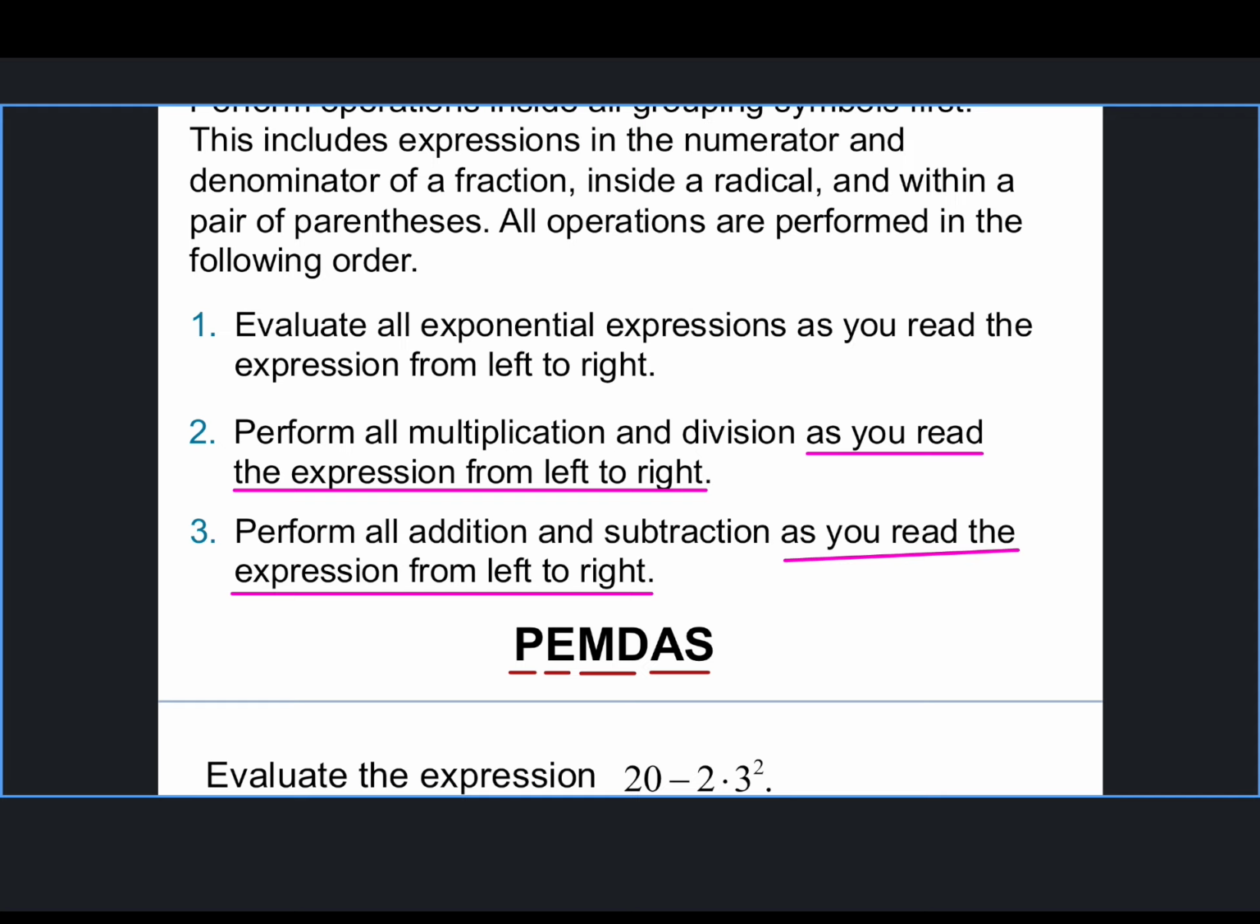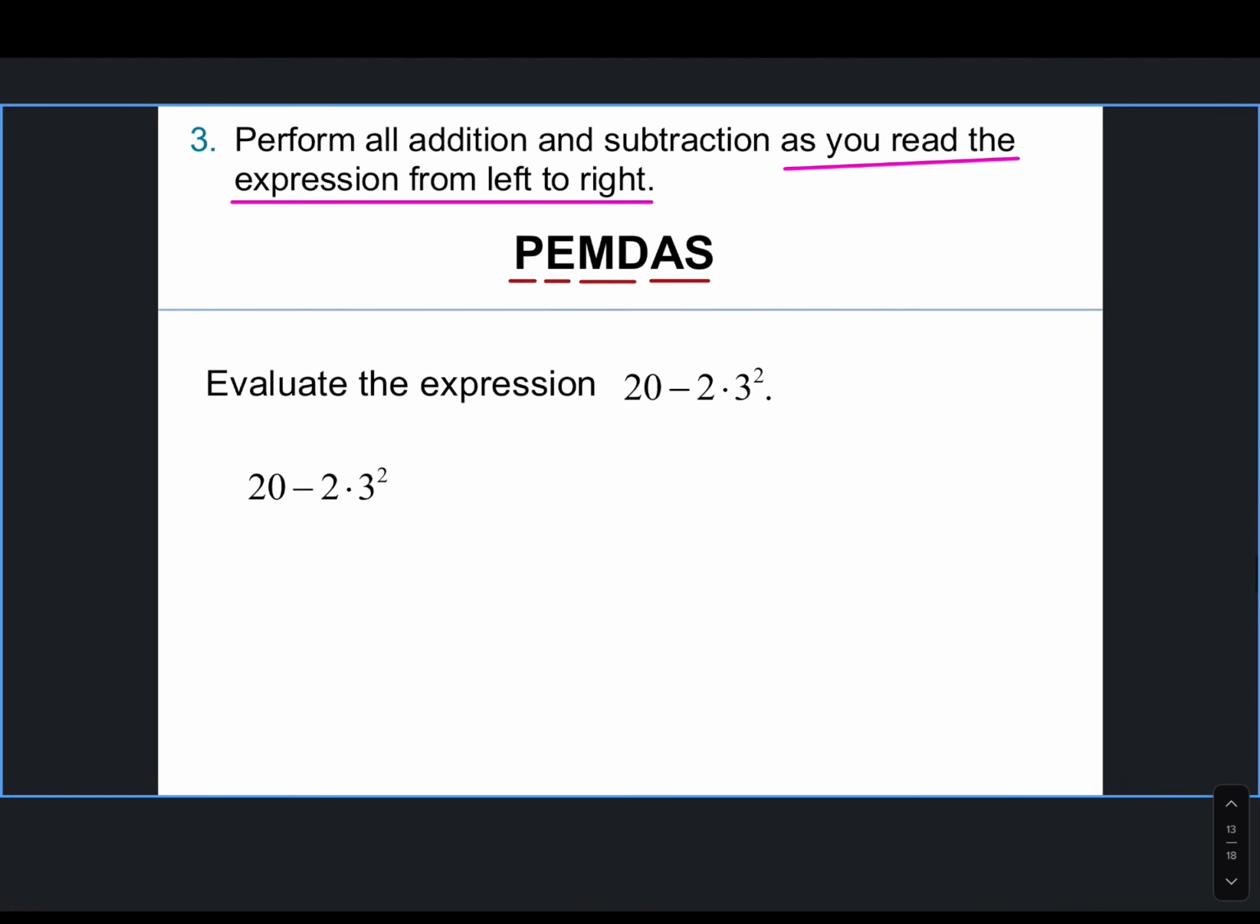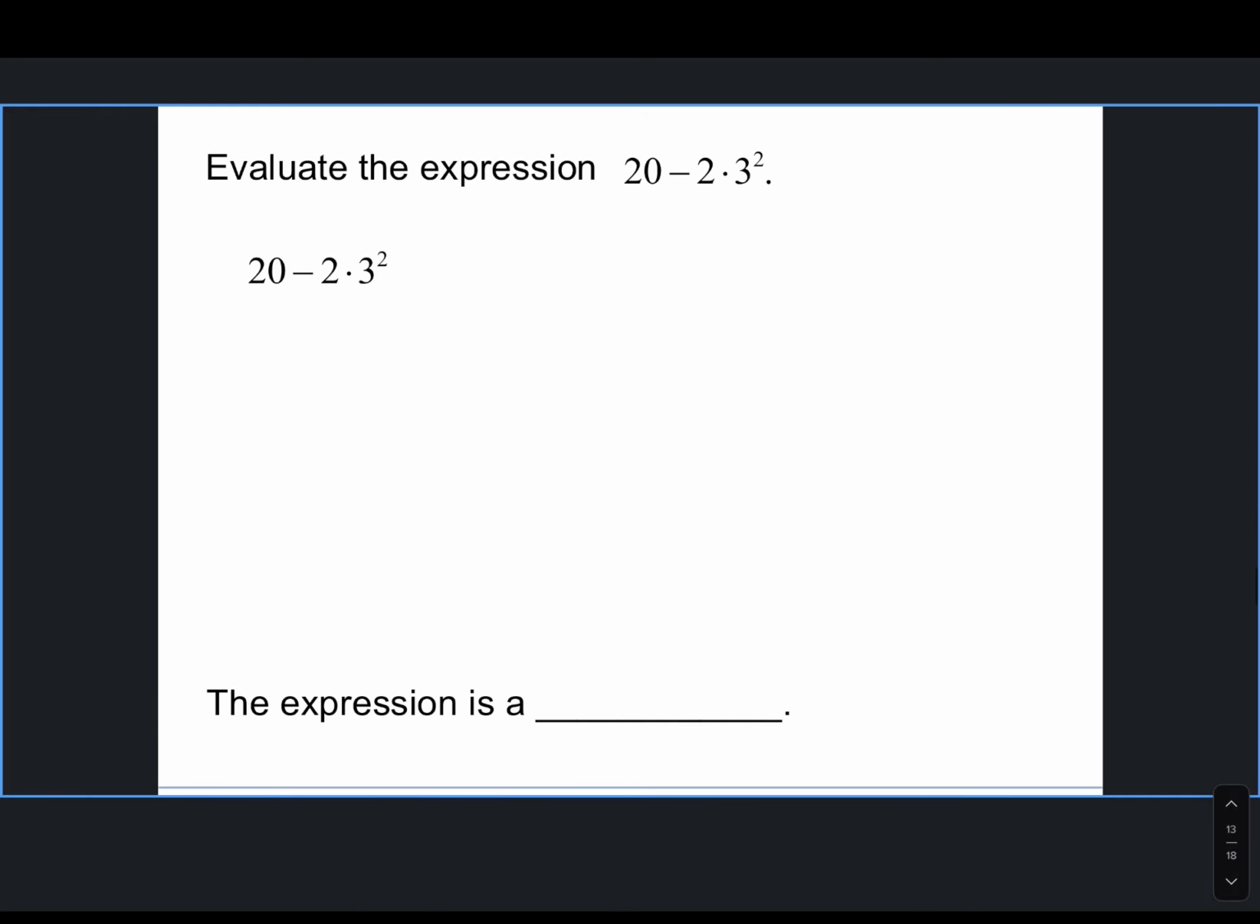Don't worry, you're going to get plenty of practice on this. Probably more than you want from now until the end of the semester. We good? Okay. We want to evaluate the expression 20 minus 2 times 3 squared. I'm going to let you read over it for just a second, and then we'll talk about specifically what we do first.